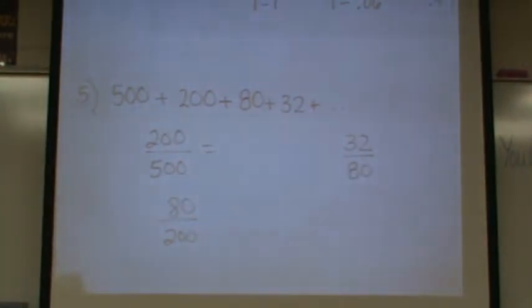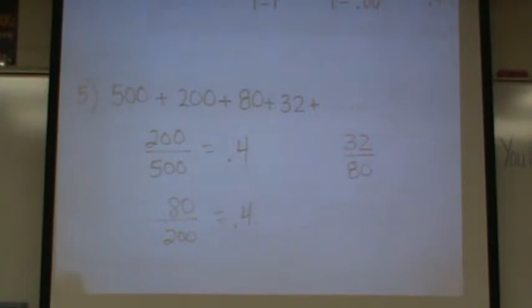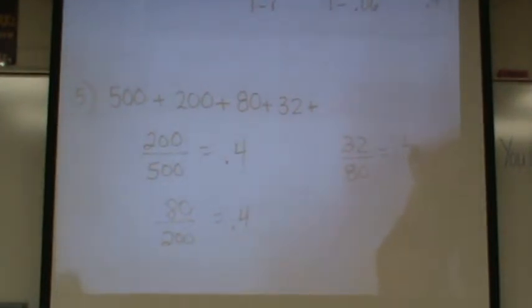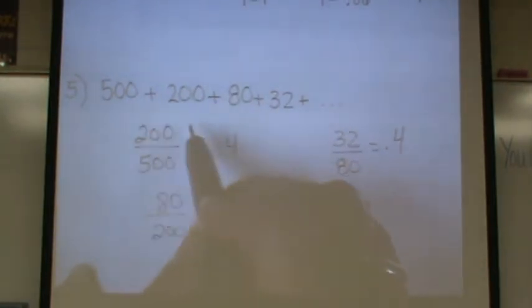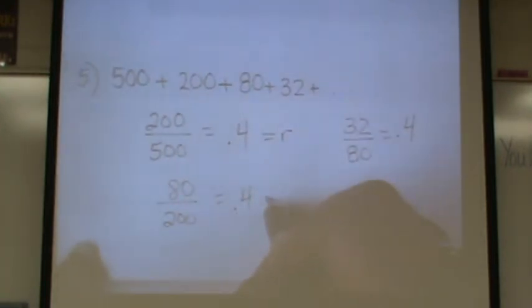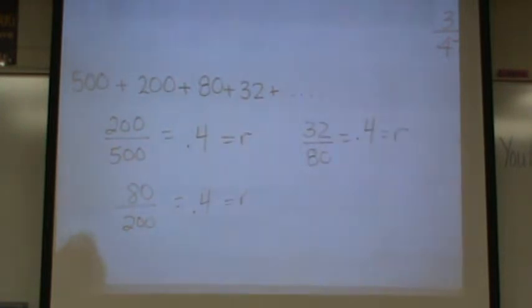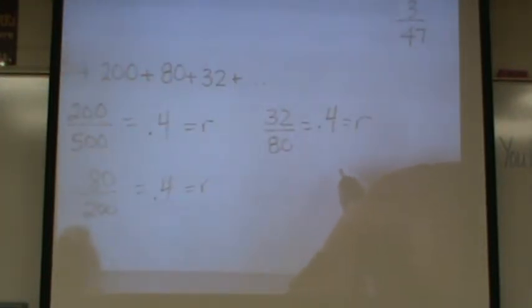Well, let's see, 200 divided by 500 is 0.4. 80 divided by 200 is also 0.4. 32 divided by 80 is 0.4. So to go from 500 to 200, you're multiplying by 0.4. This is your r value. We have a constant ratio. And since the absolute value of this is less than 1, this converges.